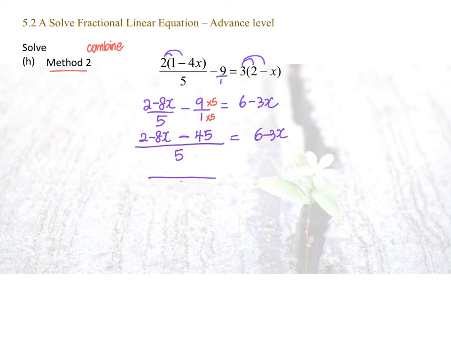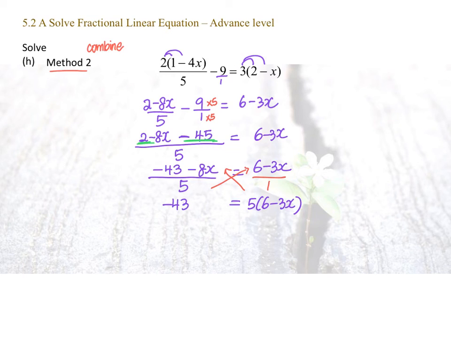Now this can be simplified further, and we'll get negative 43 minus 8x to be equals to 6 minus 3x over 1. Now we have fractions on both sides. We can cross multiply the fractions. So 5 cross over to 6 minus 3x, cross multiply, and the others as well. Next, we are going to expand the brackets.